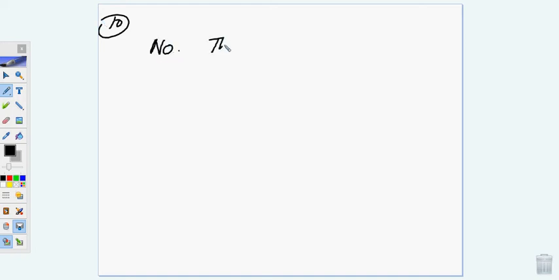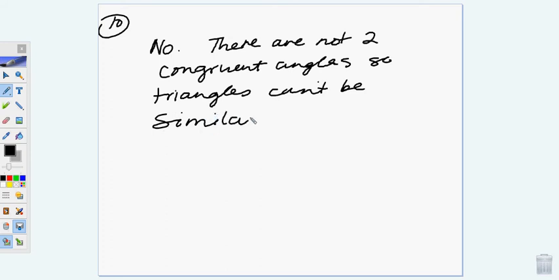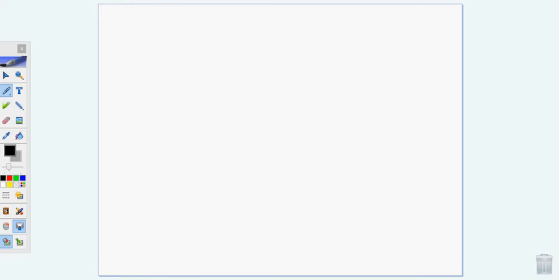There are not two congruent angles. So the triangles cannot be similar, right? It is not anything that you need to overcomplicate. Just the triangles don't have two angles that are congruent. They don't give you any information about sides, okay?